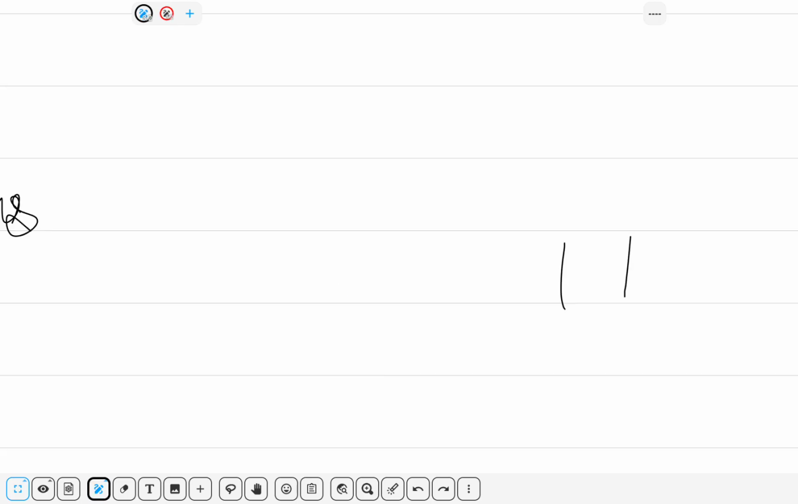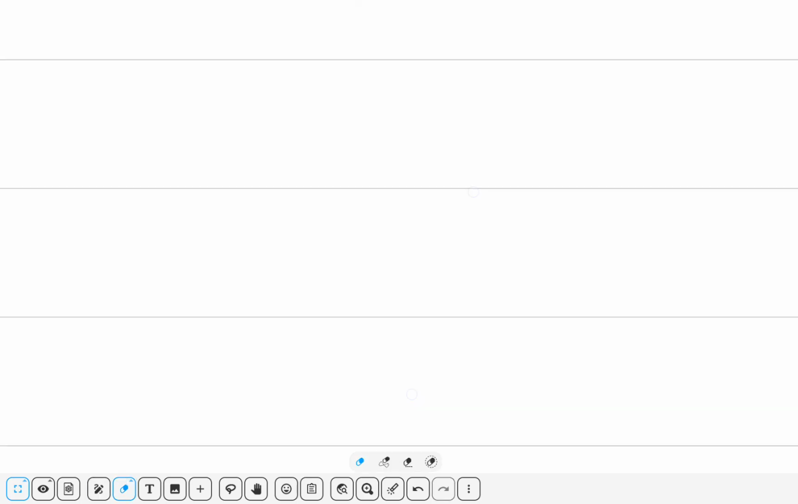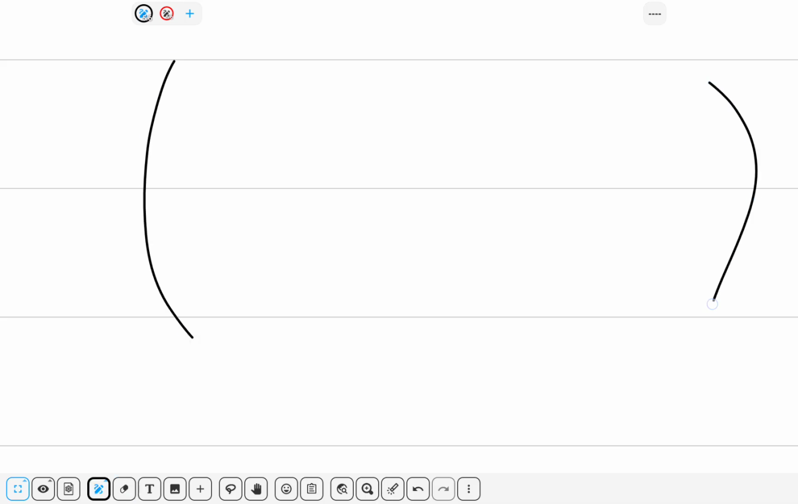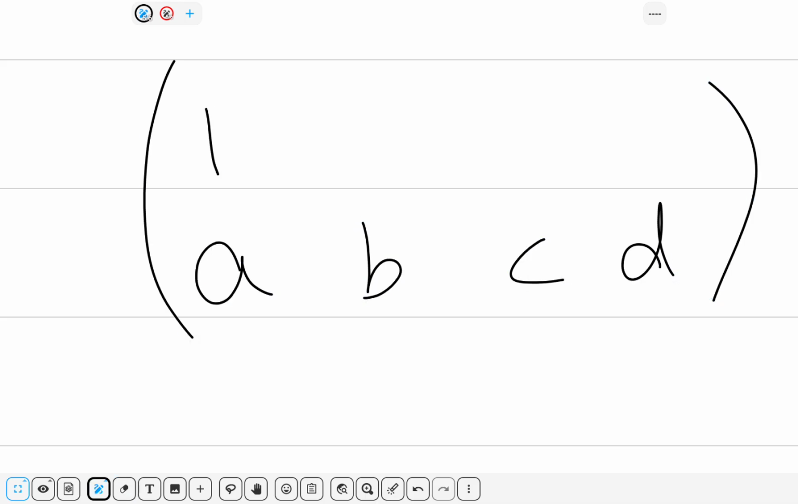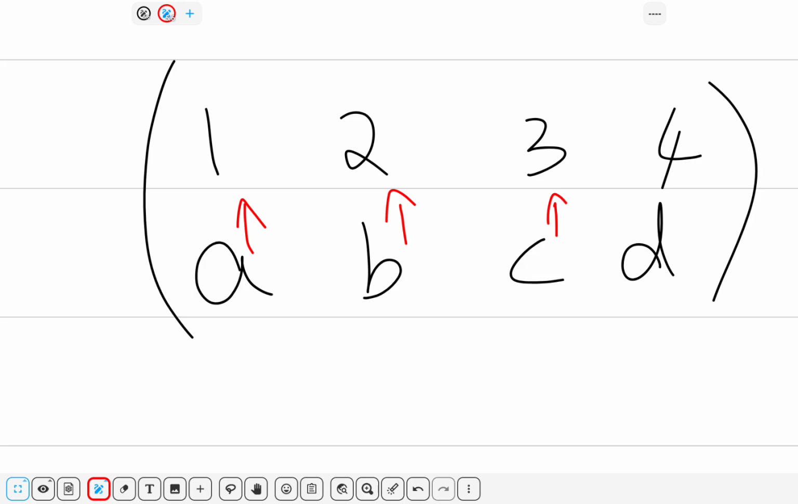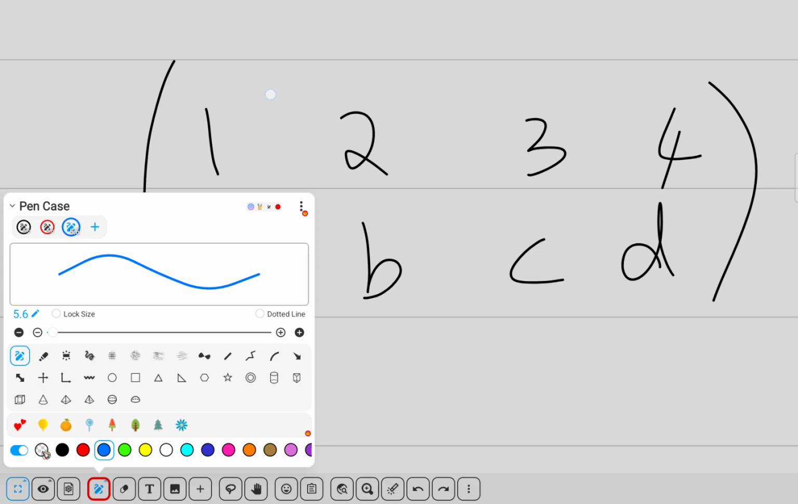So suppose you have some alphabets A B C D, and I label their locations initially 1 2 3 4. Like A is in position 1, B is in position 2, C is in position 3, and so on. What I can do is shuffle them. Basically, shuffling is what permutation means.